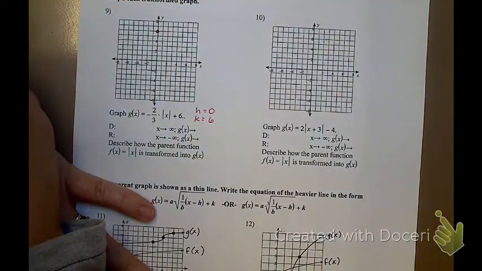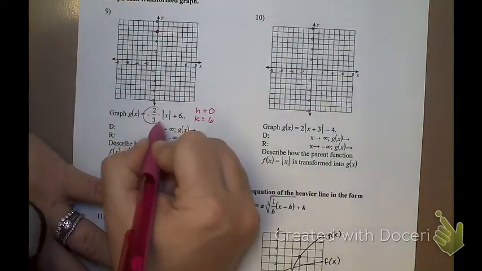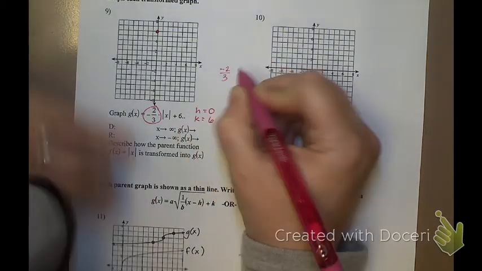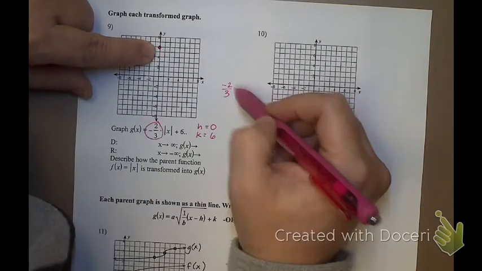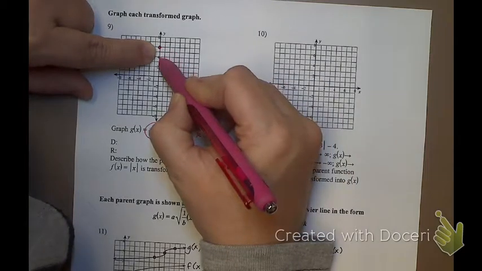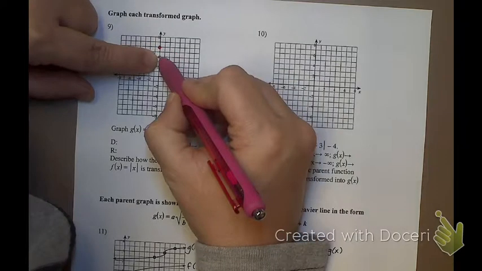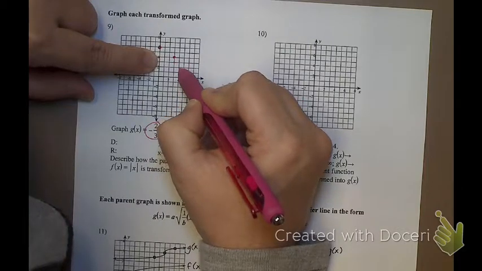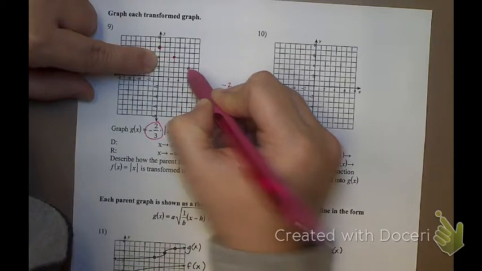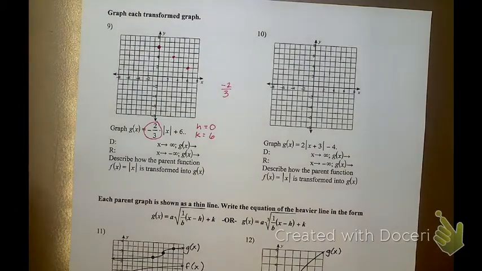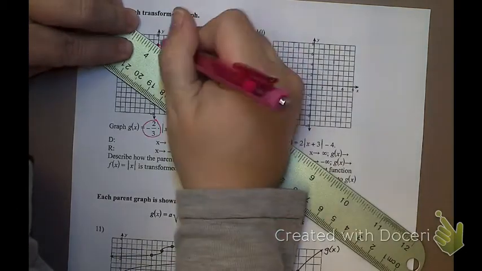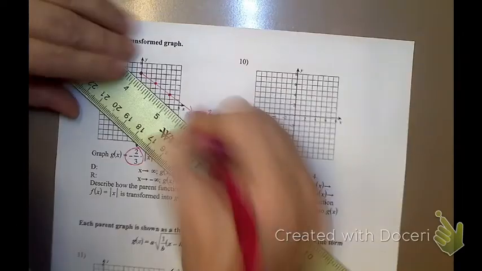Then I use the slope that's given to me, which would be my A value. That's a -2 over 3. So from here, I'm going to go -2, which would be down 2, and then to the right 3. 1, 2, 3. I'm going to do that one more time because it fits. That's half of my V. So starting from my vertex, that's the first half of my graph.